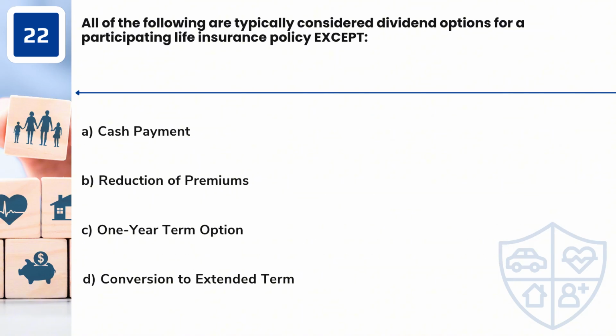Question 22. All of the following are typically considered dividend options for a participating life insurance policy except: A. Cash payment. B. Reduction of premiums. C. One-year term option. D. Conversion to extended term.